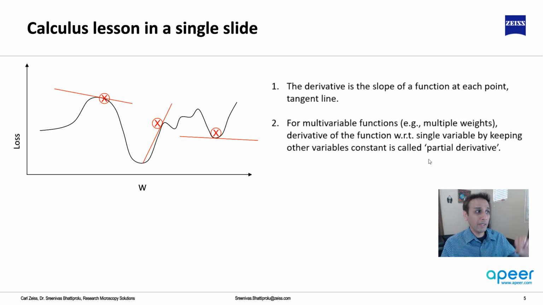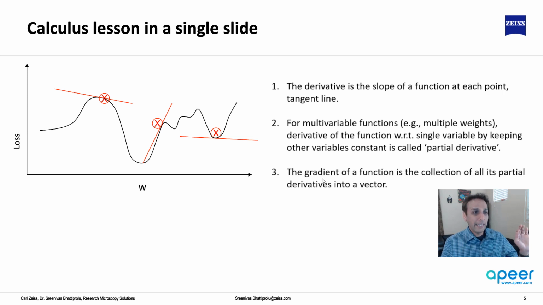A full derivative means the function's derivative with respect to all the variables that you have. A partial derivative is where you're calculating the function's derivative with respect to a specific variable by keeping all the others constant. Okay, that's called a partial derivative. Just a quick introduction to terminology. And the gradient of a function. Now let's talk about the gradient. Now we are slowly introducing the gradient terminology. Gradient is nothing but a collection of all of these partial derivatives into a vector.